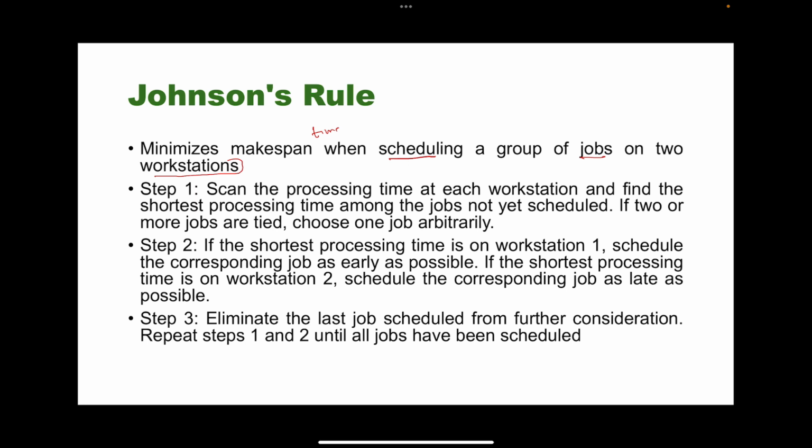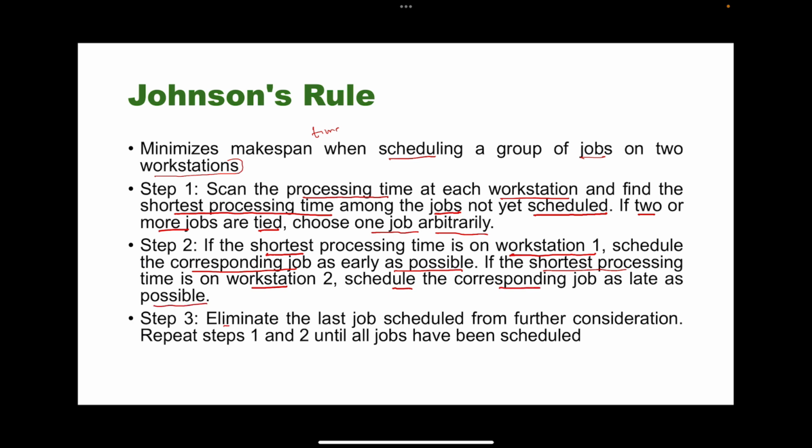Okay, so scan. Step one is to scan the processing time at each workstation and find the shortest processing time among the jobs not yet scheduled. If two or more jobs are tied, choose one job arbitrarily. And step 2, if the shortest processing time is on workstation 1, schedule the corresponding job as early as possible. And if the shortest processing time is on workstation 2, schedule the corresponding job as late as possible.